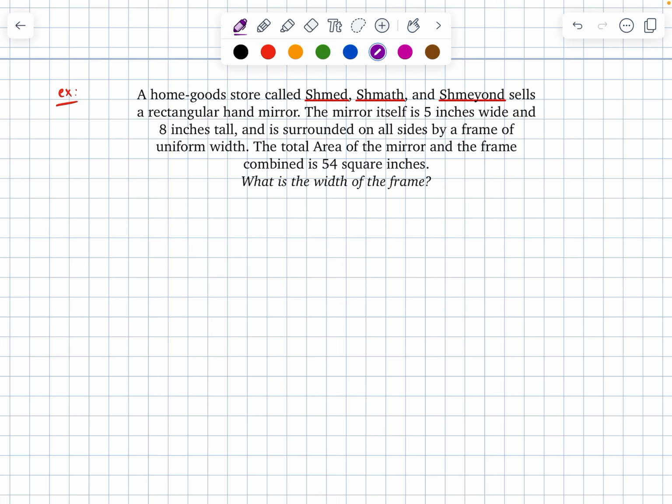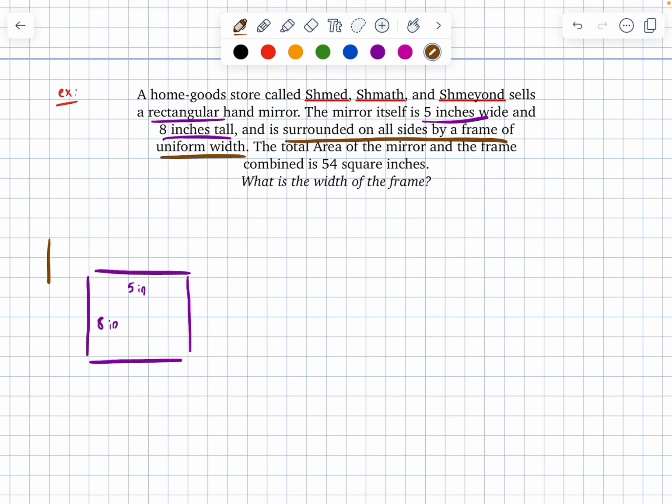Okay, so reading piece by piece, this first sentence is not particularly important for me, other than the fact that my hand mirror is a rectangle. It's 5 inches wide and 8 inches tall. Let me start by drawing my diagram. So I've got my mirror here. We're going to say it's 5 inches wide and 8 inches tall. Of course, this is not to scale. I'm not an artist. I'm a math teacher.